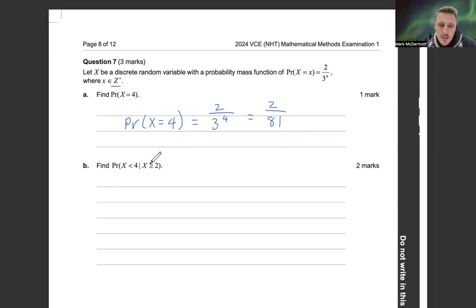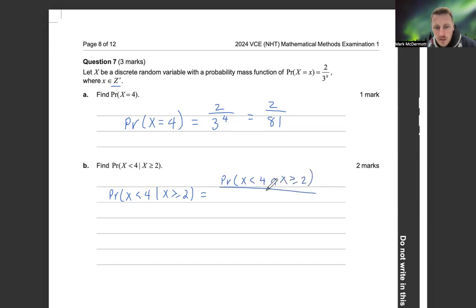Find the probability x is less than 4 given that x is greater than or equal to 2. So let's work this out. The probability x is less than 4 given that x is greater than or equal to 2 is going to be equal to the probability of x less than 4 and x greater than or equal to 2, all divided by the probability of x being greater than or equal to 2.